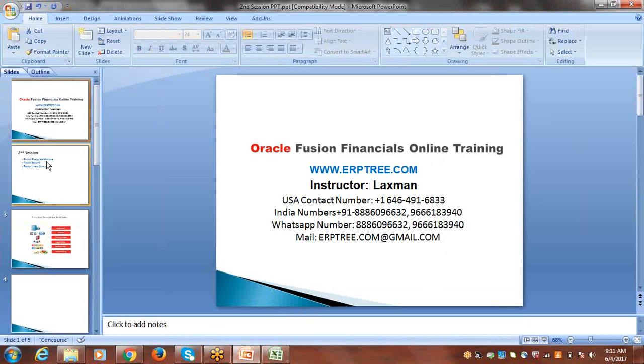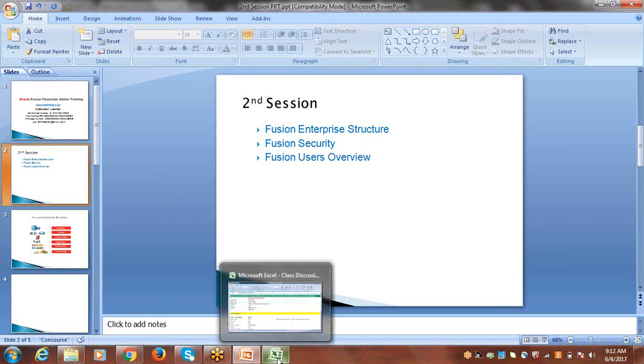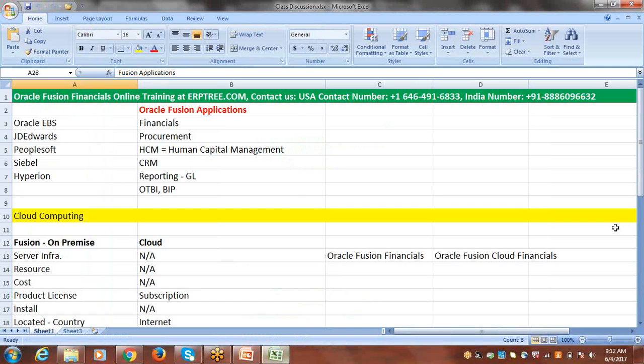So for today, this is going to be our agenda. We'll talk about Fusion enterprise structure, Fusion security and Fusion users. We'll try to understand the required information before we go and deal with these areas within the system environment. Fine. The first point is Fusion enterprise structure.